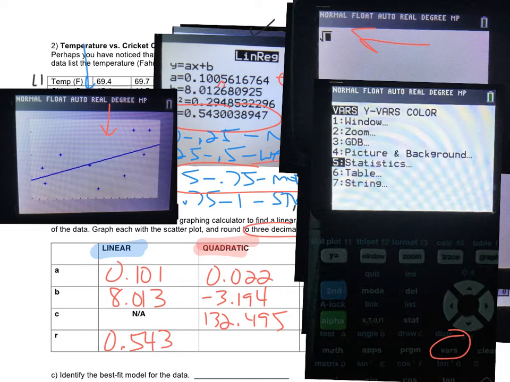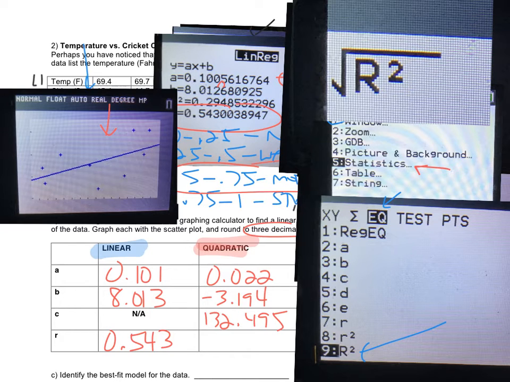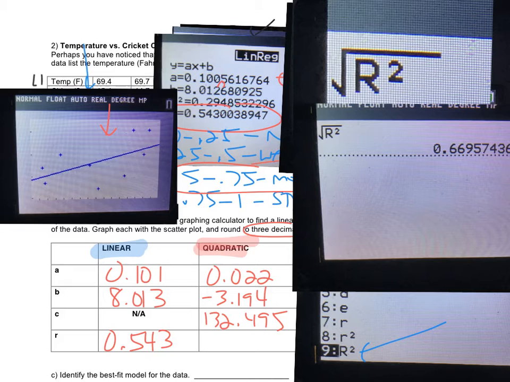So what you want to do is go to square root, which is second, and then x squared. Go to your vars button, which is variables. Option 5 for statistics. Over twice to equation. And then down to option 9 for capital R squared. What your calculator will do is put the R squared under the radical, and then when you press enter, it'll give you your R value for the quadratic model. And for the quadratic model, the 5 rounds the 9 up to 10, which rounds the 6 up to 7.